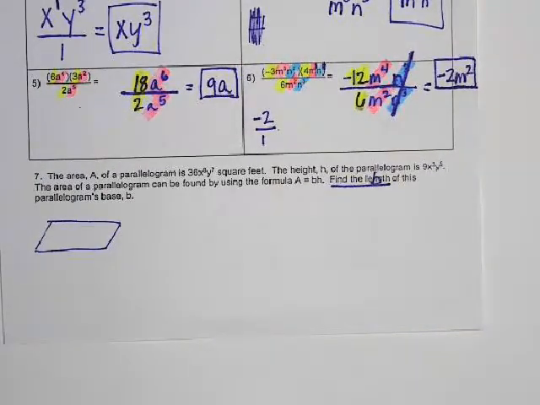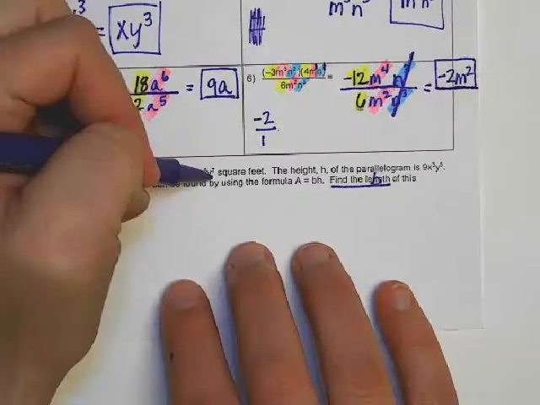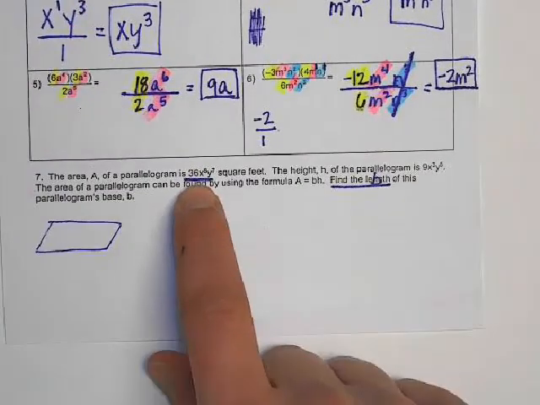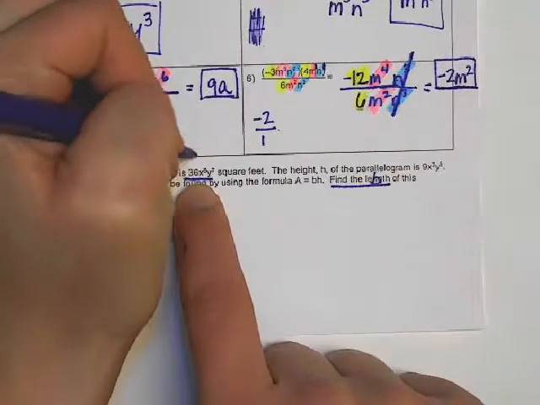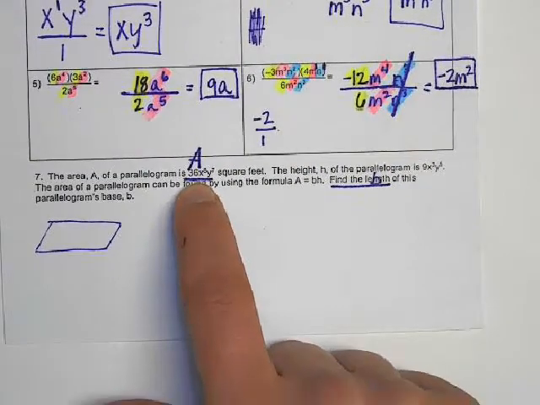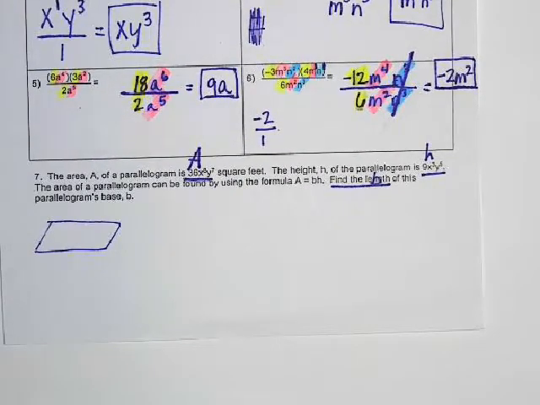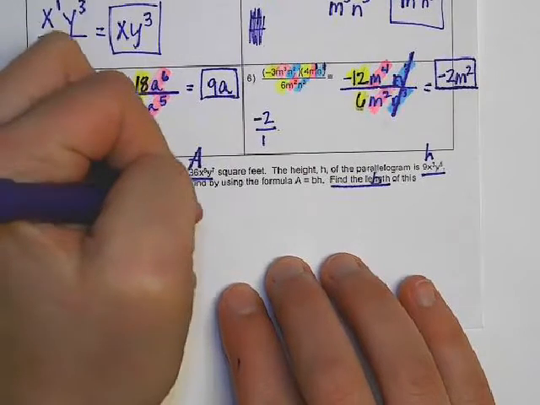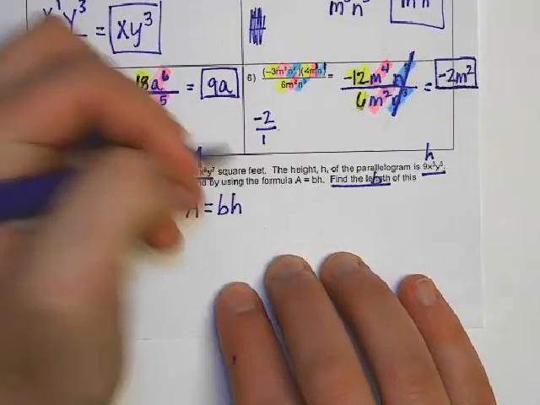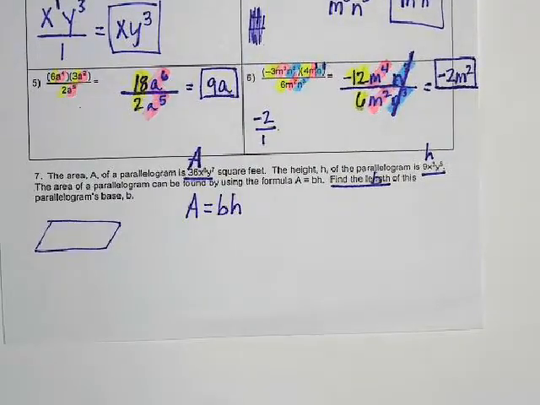Okay, what information does it give me? Well, what is this right here? The area. So everybody write a big A over it. And what is this right here? The height. Write an H. Does it tell you a formula? Yes. A equals BH. Everybody write that. Cameron, write it.